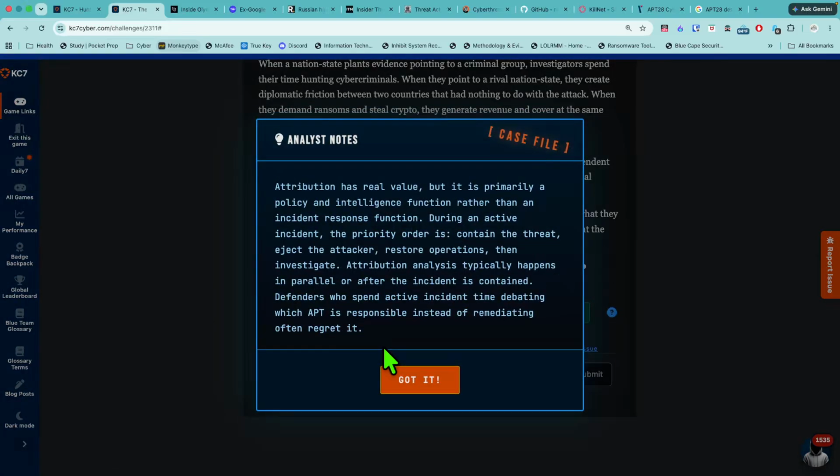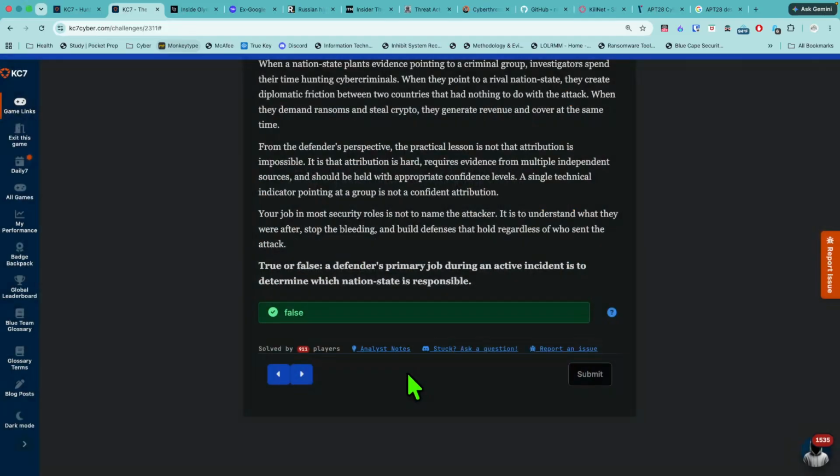Nice. Analyst notes. All right. Attribution has real value, but it is primarily a policy and intelligence function rather than an incident response function. During an active incident, the priority order is contain the threat, eject the attacker, restore operations, then investigate. However, attribution analysis typically happens in parallel or after the incident is contained. And defenders who spend active incident time debating which APT is responsible instead of remediating often regret it. Yes.